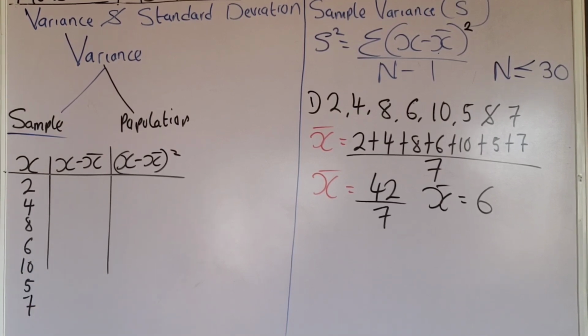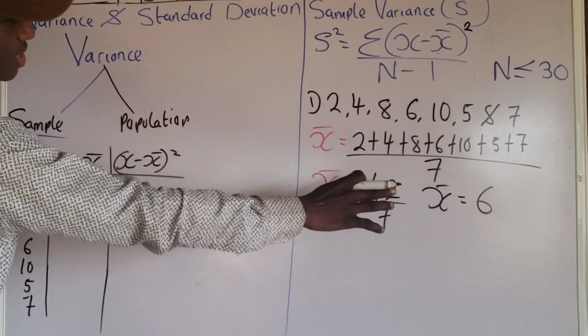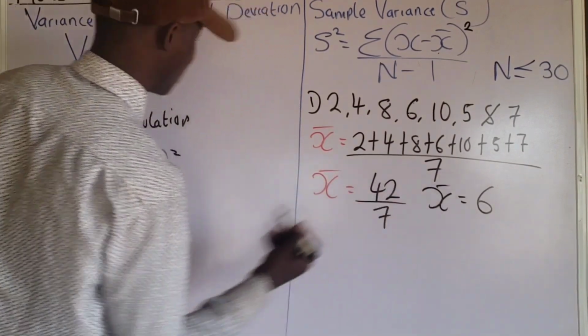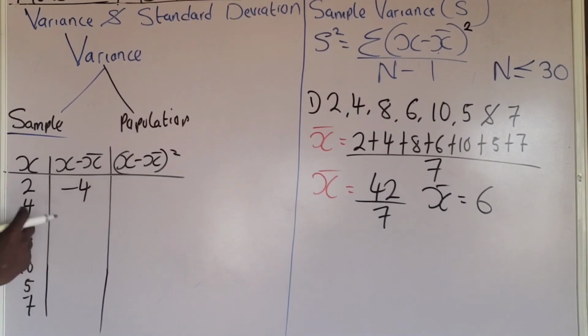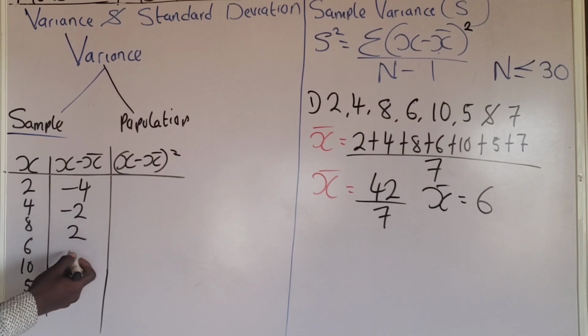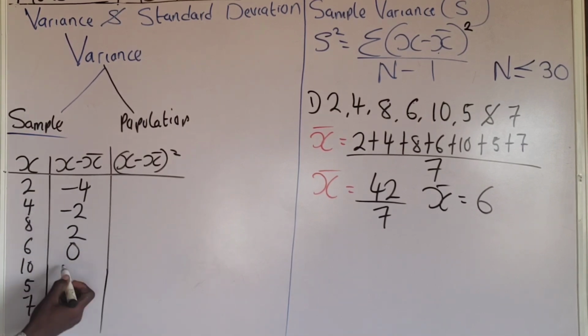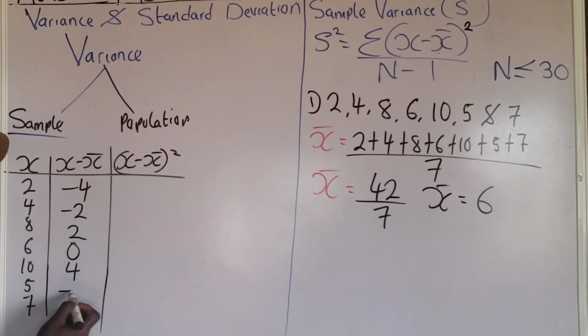You understand? Okay. So now, having written the samples, we can take the deviation, which is x minus x bar. For this, I'm going to have 2 minus 6, because x bar is what? 6. 2 minus 6 will give me negative 4. 4 minus 6 will give me negative 2. 8 minus 6 will give me 2. 6 minus 6 is 0. Okay. 10 minus 6 is what? 4. 5 minus 6 is what? Negative 1. Then 7 minus 6 is what? 1.